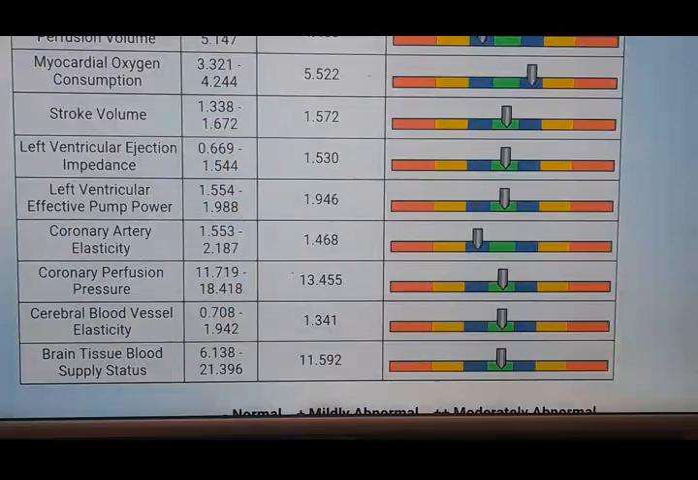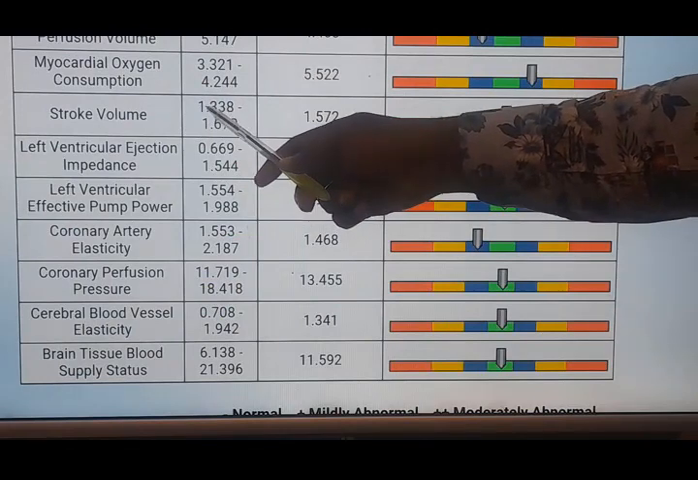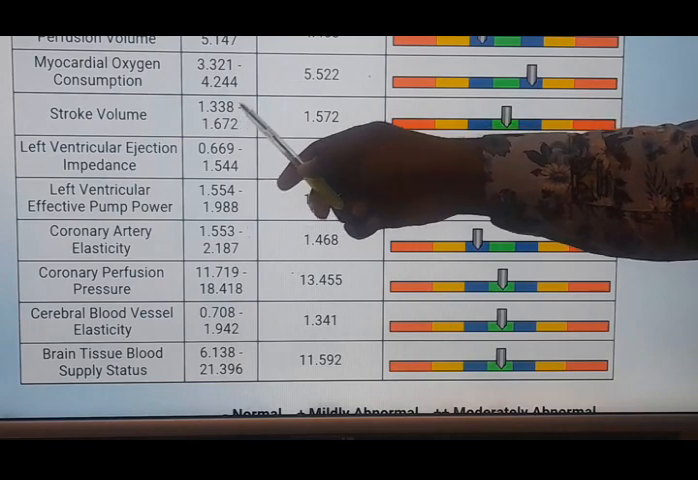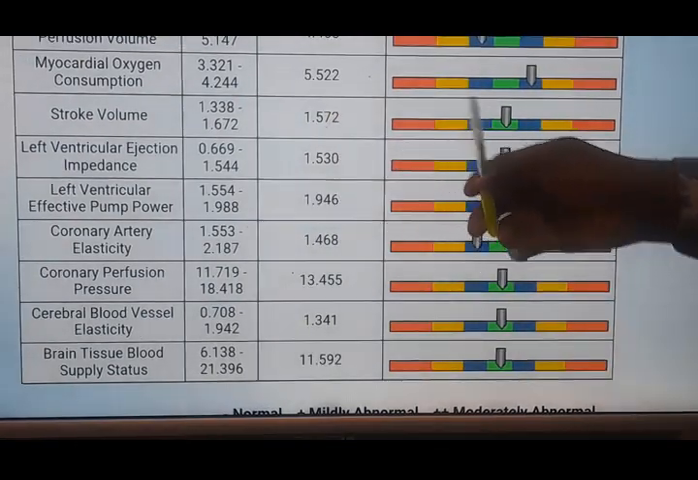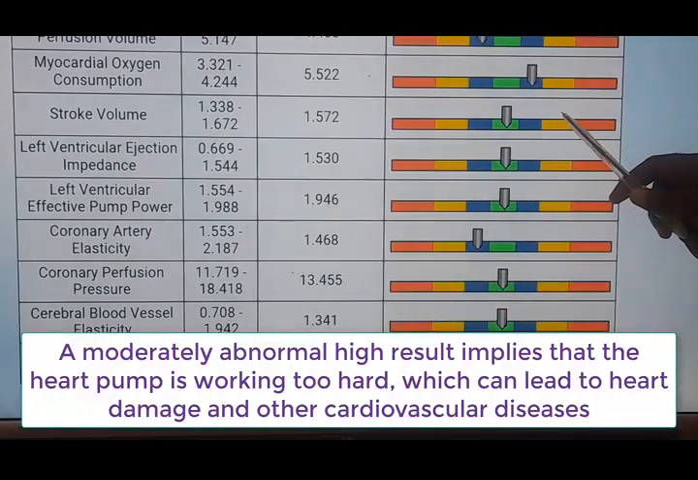Now let's look at the result analysis. Looking at the normal range for stroke volume, the normal range is from 1.338 to 1.672. Thankfully, this particular result is within the normal range. But if the result is moderately abnormal high or severely abnormal high, it implies that the heart pump, like the left ventricle we talked about, is working too hard, which can lead to heart damage or even possibly stroke.